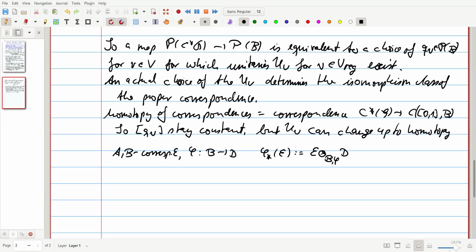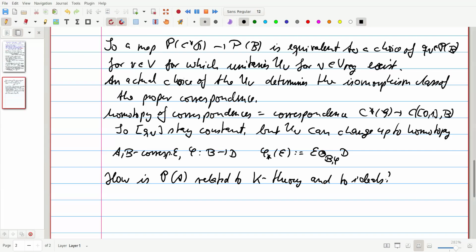Okay, so where was I? I think the next question I wanted to speak about is how P of the C-star algebra is related to K-theory and to ideals. So, sorry, Ralph, please remind me. P of A means projections in a C-star algebra or projections in matrices over a C-star algebra? In matrices. I always take matrices. I never take projections only in A. It's always in matrices.